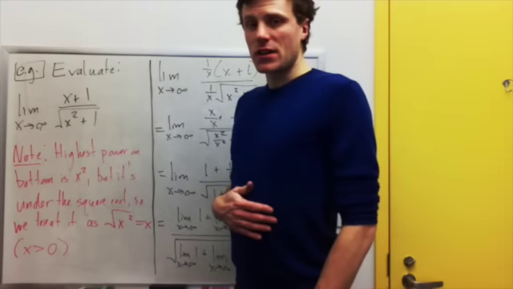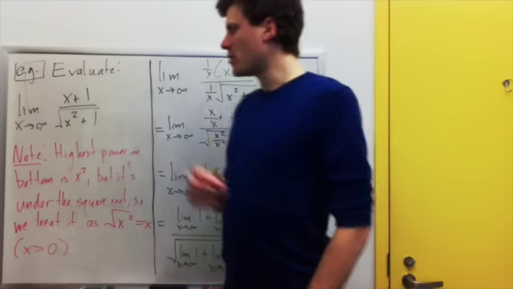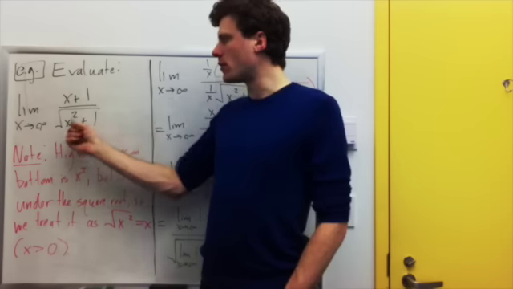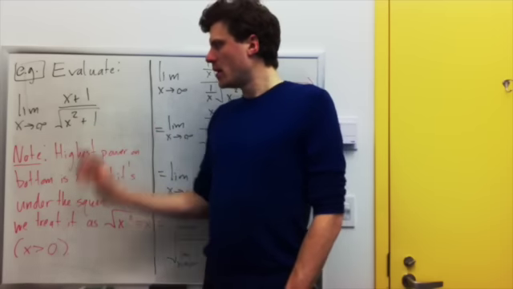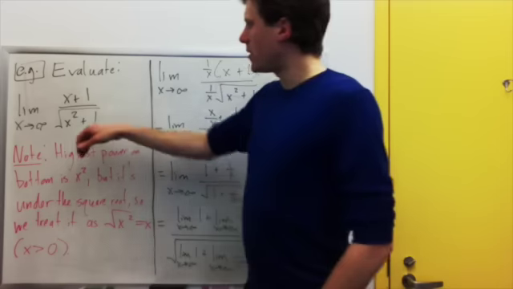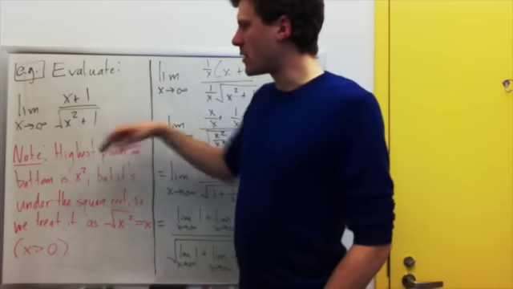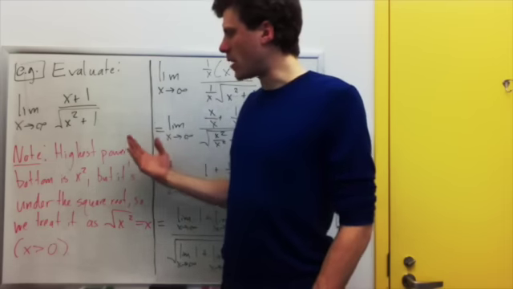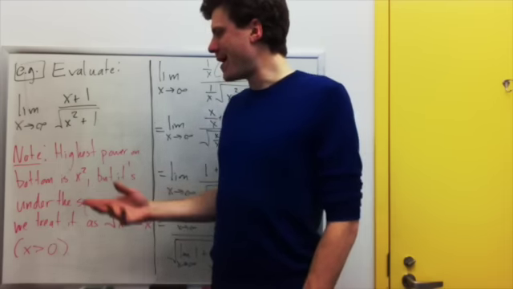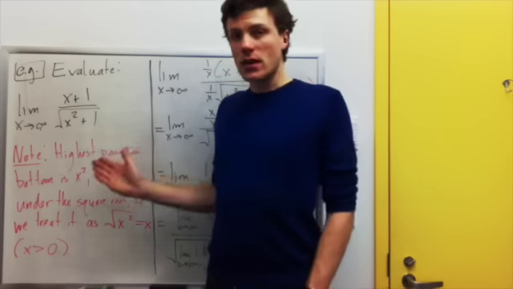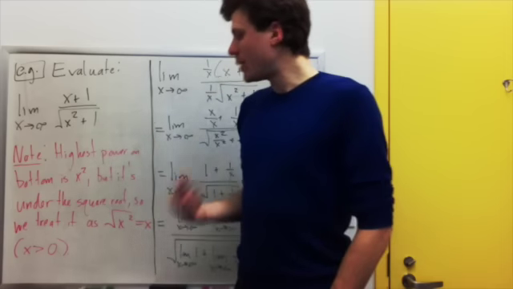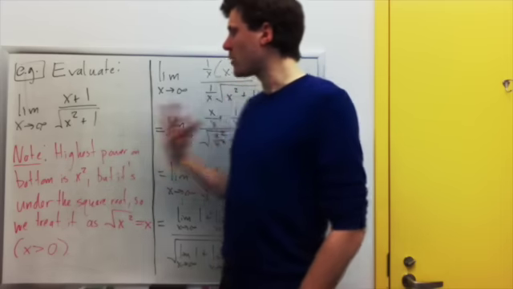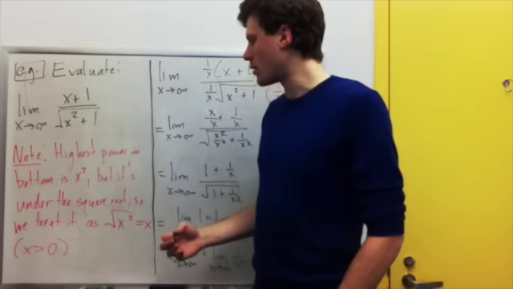Okay, now let's look at an algebraic function. Let's evaluate the limit as x goes to infinity of x plus 1 over the square root of x squared plus 1. Now when I have something like what I've got here under the denominator, I'm still going to be looking for the highest power of x, which here is x squared. However, it's underneath a square root. So in effect, the bottom doesn't really look like x squared. It actually looks like the square root of x squared, or x.